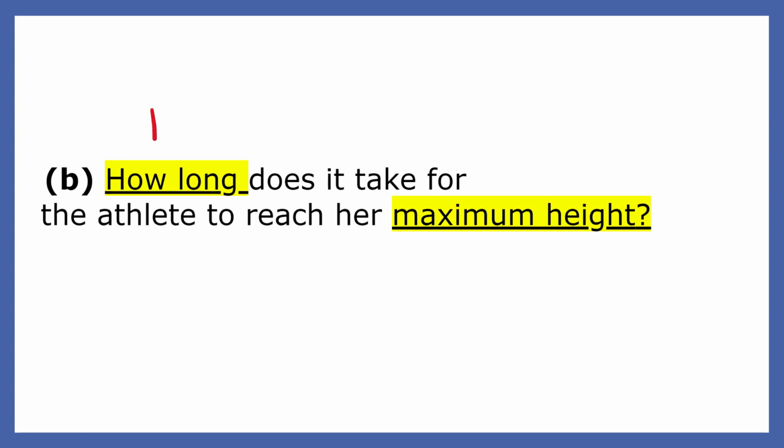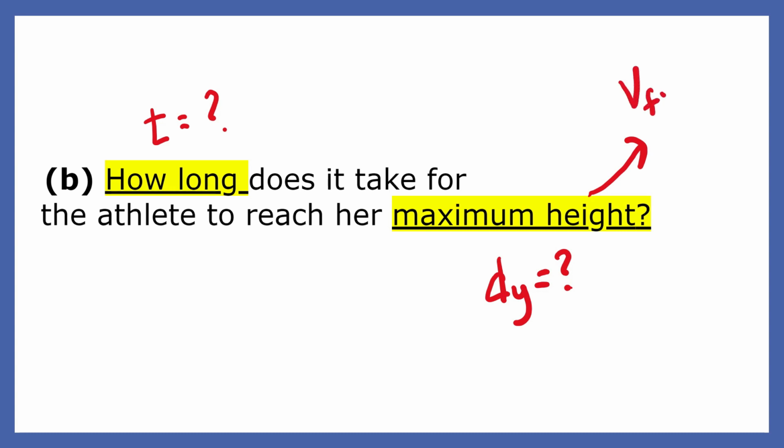Now let's use the same data to find the time it takes the athlete to reach her maximum height. Height is a vertical distance, or dy. It's also important to remember that the vertical velocity of the athlete at her maximum height is always 0 meters per second.